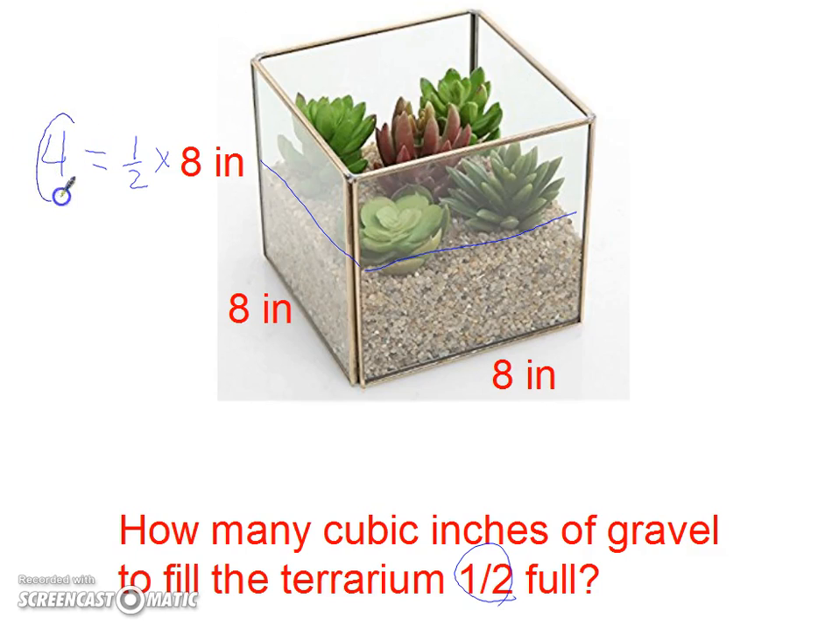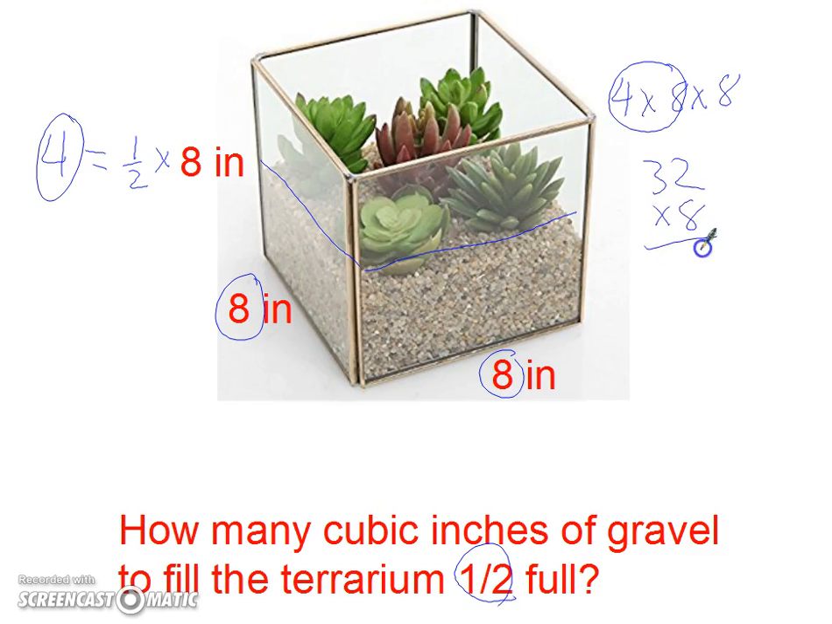So then I take my height times my length times my width. So I've got 4 times 8 times 8. Really doesn't matter the order I'm going to do them in. So I'm going to take 4 times 8 first is 32. 32 times 8, there's 16, carry my 1, 256 cubic inches of gravel in the bottom.